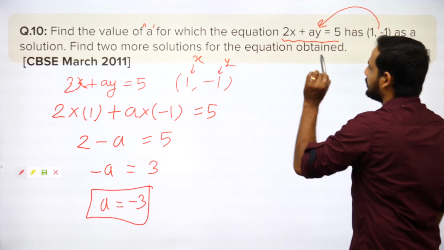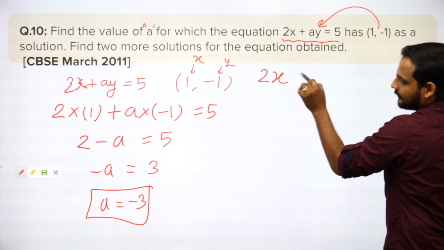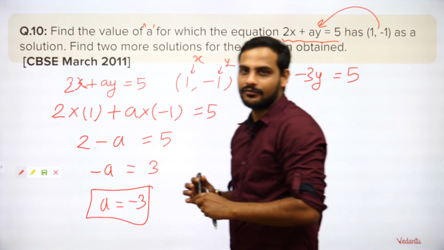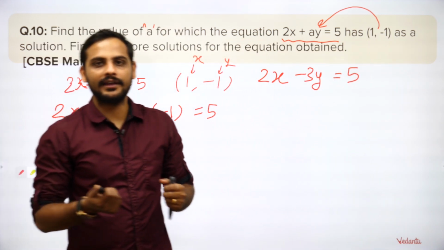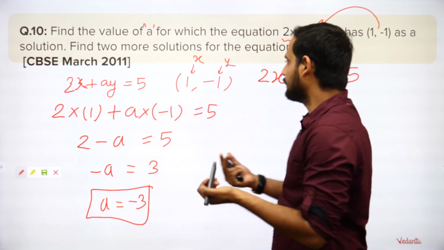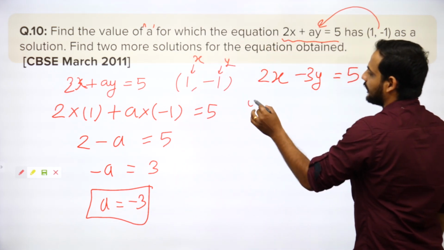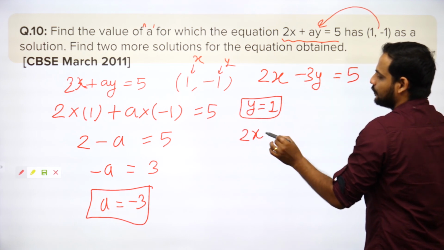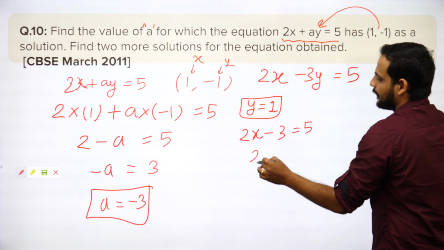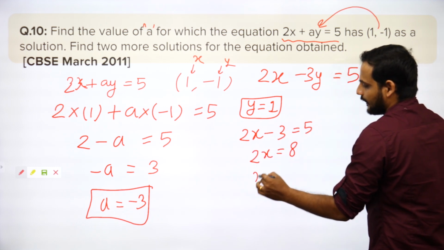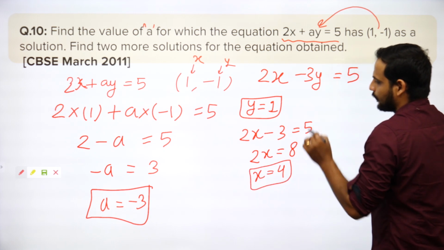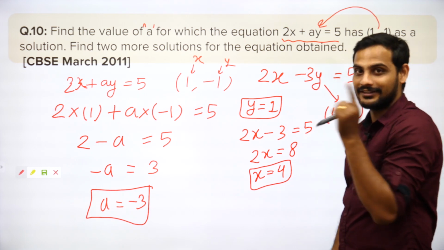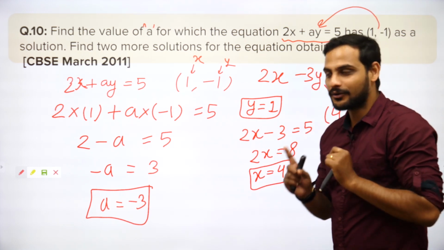If a is minus 3, the equation is nothing but 2x minus 3y is equal to 5. And now we need two more solutions. So assume any values of y. Let us say the first value of y is equal to 1. So if y is equal to 1, 2x minus 3 into 1, which is minus 3, is equal to 5. So we'll get 2x is equal to 8, so x is equal to 4. So the first solution I have got is (4, 1). Remember, (4, 1), not (1, 4). Again and again I'm telling you, don't make this silly mistake.